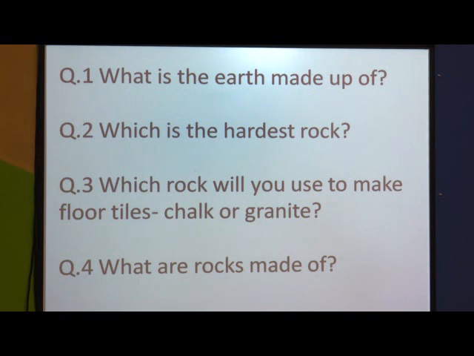Now, next question. Which is the hardest rock? Yes, try to recall your memory. We have seen 4 different types of rocks. What was the first rock? Yes, try to recall. Diamond. Correct. Diamond is the hardest rock.